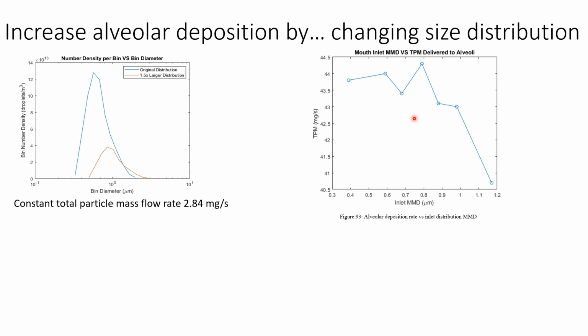We tried scaling up and down on size. And so this plot plots on the horizontal axis the mass mean diameter of the inlet particle size distribution. And on the vertical axis, we have the total particle mass which is delivered to the alveoli. And it's a little bit noisy, but this has a peak indicating maximum delivery to the alveoli when the inlet mass mean diameter is about 0.8 microns.